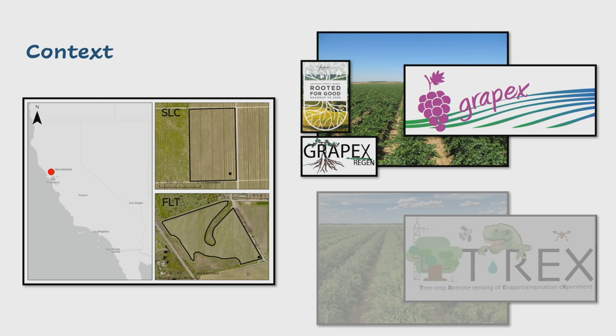We've actually recently expanded the Grapex network to include regenerative vineyards located near Santa Rosa in Northern California. And this was a partnership with Jackson Family Wines. They have an initiative to transition all of their vineyards, which is about 30,000 acres, to regenerative by the year 2030.